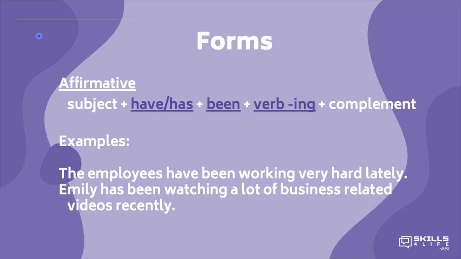Now let's take a look at the forms. For the affirmative, we have the subject, and then according to the subject, we need to choose between have or has. This is the first auxiliary verb. Then we have a second auxiliary verb, been. Then we have the main verb with ing and the complement, which is the rest of the information that you want to share in the sentence, more details. For instance, the employees have been working very hard lately. Emily has been watching a lot of business related videos recently.